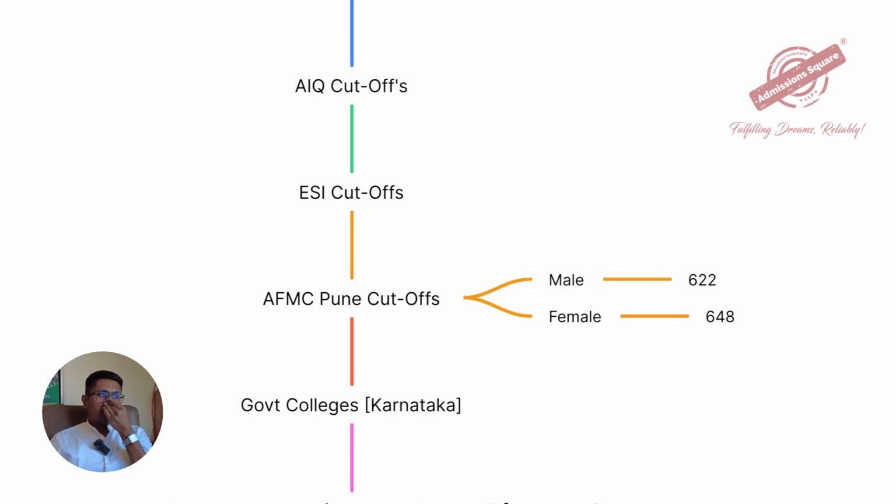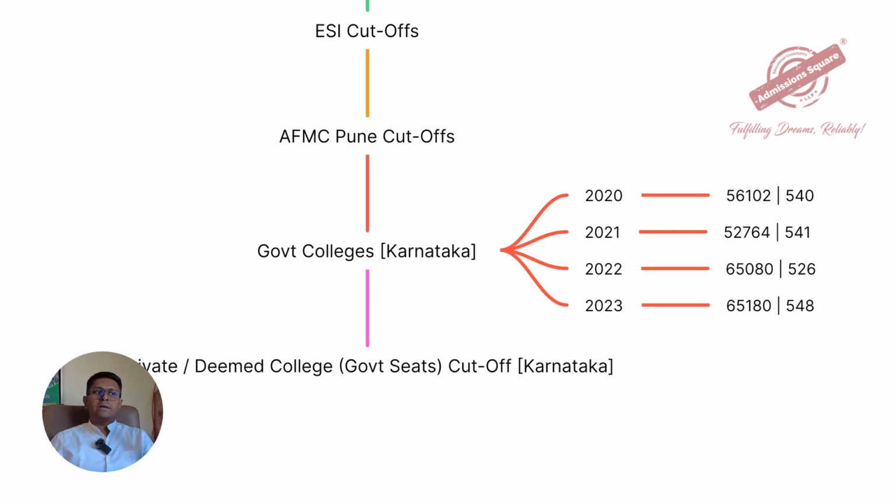Then in AFMC Pune, we discussed that MCC will take the list of interested students and conduct their own counseling. In that, 622 was the lowest cutoff for male candidates, and 648 was the lowest cutoff for female candidates. Definitely fewer females are selected for AFMC. Males have the majority share, and females have the minimum share.